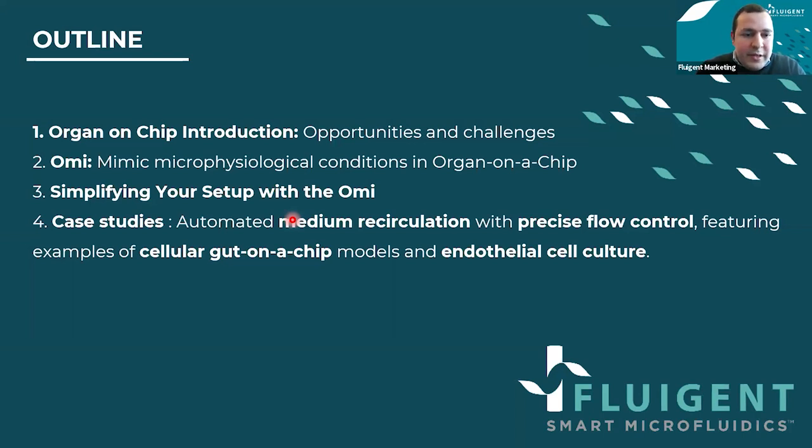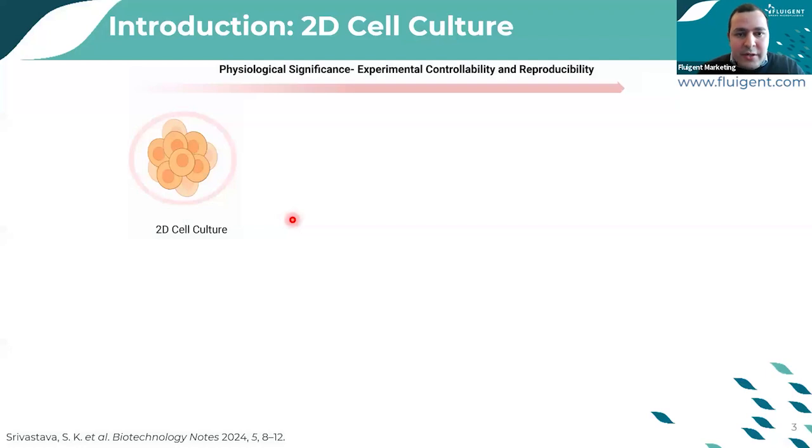And afterwards, we'll show you how it is possible to simplify your setup with the OMI. And finally, we'll have two case studies about the automation of medium recirculation with precise flow control, featuring examples of cellular gut-on-chip models with Arthur and endothelial cell culture with Lucas. So let's start, first of all, with a small introduction about the organ-on-chip.